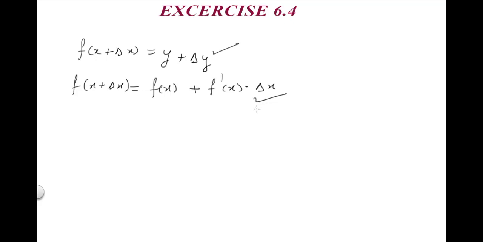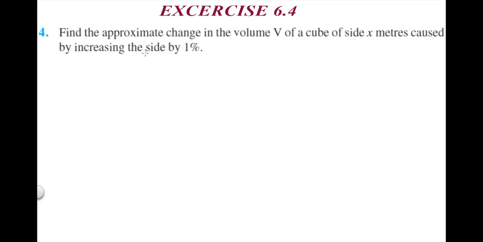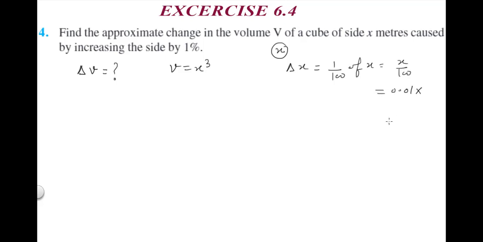Now let us do another question. In question number 4, we have to find the approximate change in volume. That means what is to be calculated? Delta V, right? Of a cube of side x. So what's the formula for the volume of a cube? It is x cube if x is the side, right? By increasing the side by 1%, what will be delta x? Just consider x is the side. Delta x is 1% increase, that means 1 upon 100 of x, which is x upon 100. Also it can be written as 0.01 x. So this is the delta x we have.